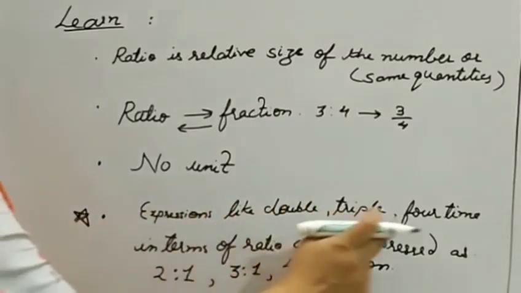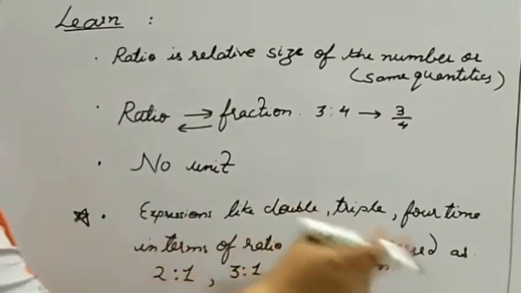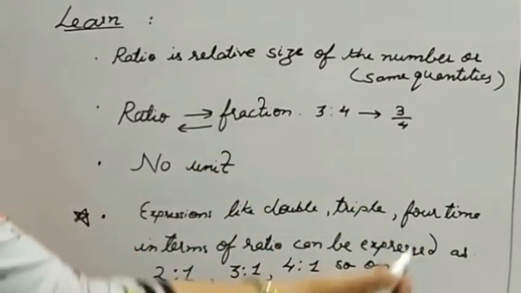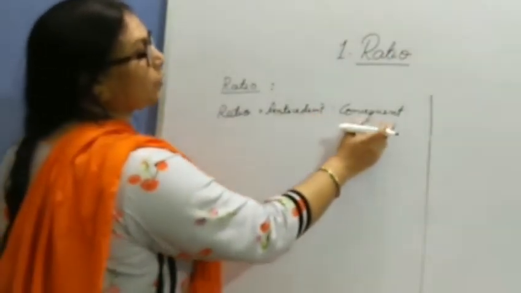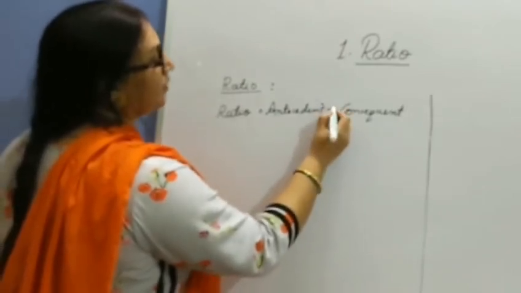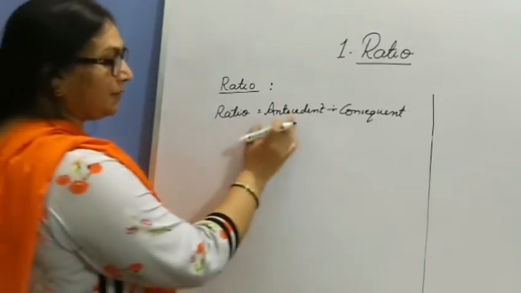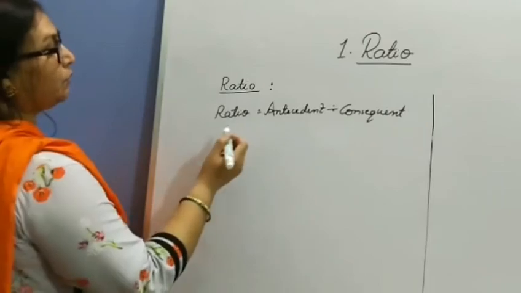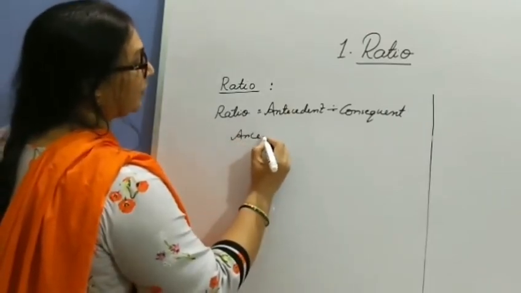Expressions like double, triple, 4 times, when you express them in terms of ratio, are written as 2:1, 3:1, 4:1 and so on. So ratio equals antecedent is to consequent. We can replace this ratio sign with division to reach the next type of sums possible. Out of these three values, if you are provided any two, how do you find the third one? Suppose you are asked to find antecedent. So how can you calculate antecedent?